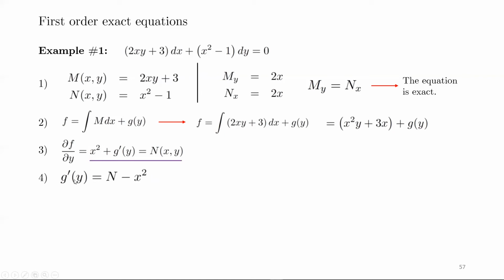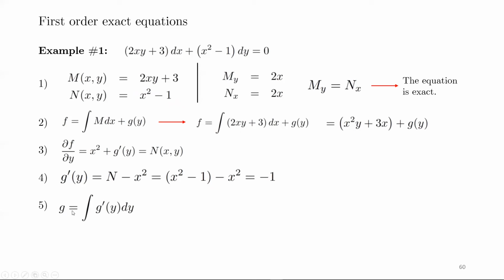well, okay, I can rearrange it first. g prime is equal to n minus x squared, and n is equal to x squared minus 1. So x squared minus 1 minus x squared. In fact, the x squareds here are going to cancel out, and we're just going to get left with minus 1. So it turns out that the function g prime of y is just a constant equal to minus 1.